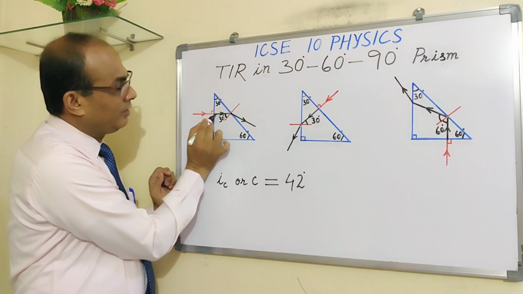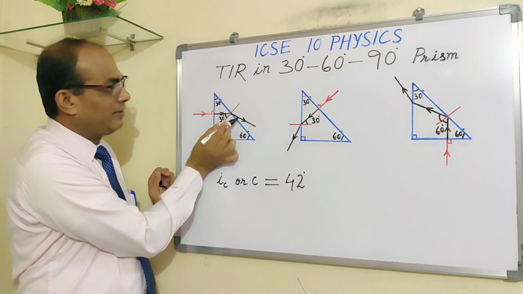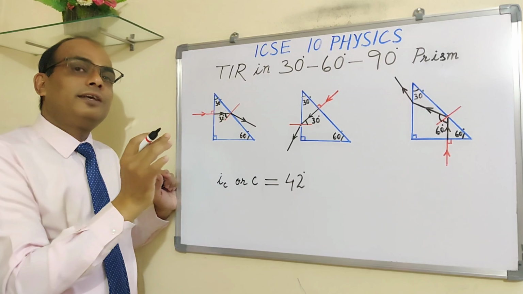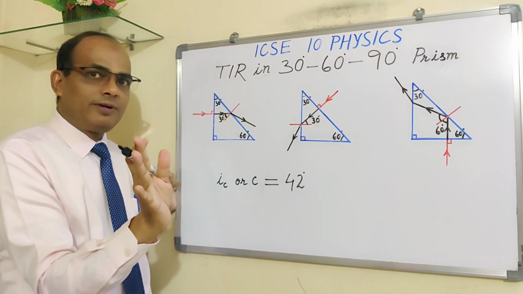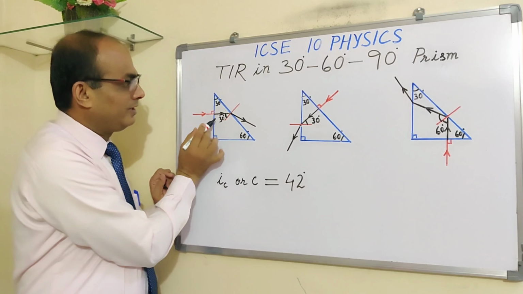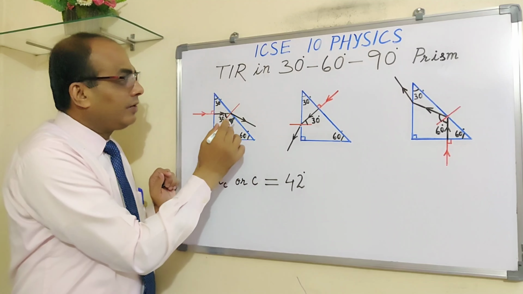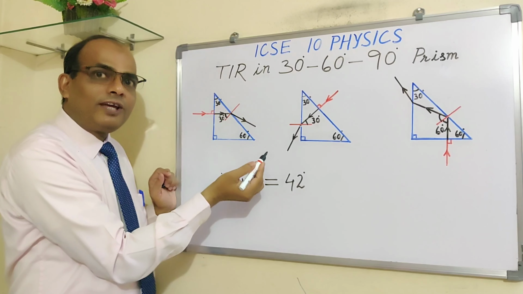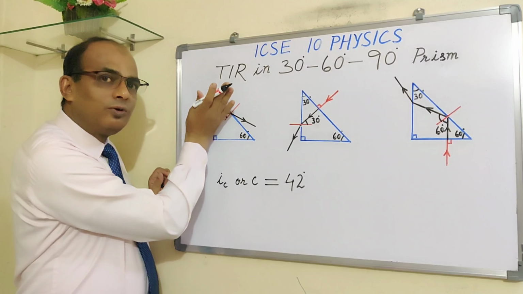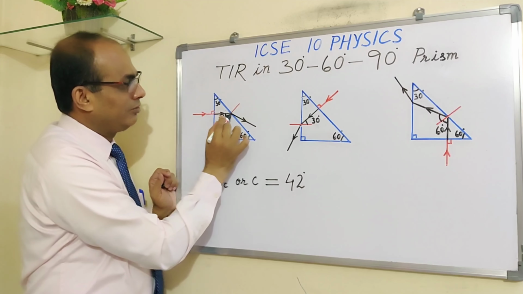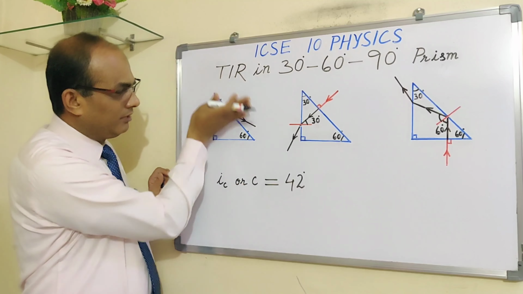Now from here, the ray of light is traveling from denser to rarer medium, so refraction will take place. No TIR is taking place, as I told you, because the angle of incidence is 30, which is less than the critical angle. So normal refraction will take place, and because it is traveling from denser to rarer medium, it will go away from the normal. The actual path of the ray is this. It would have traveled like this, so it is going away from the normal.